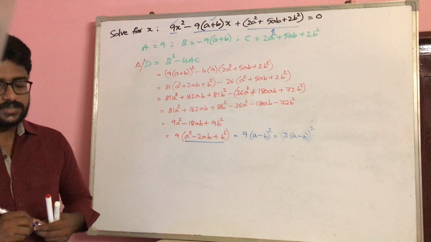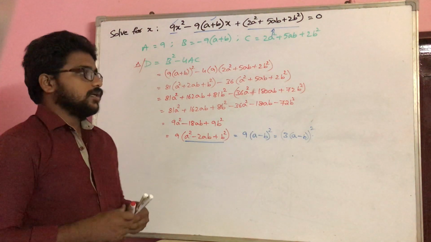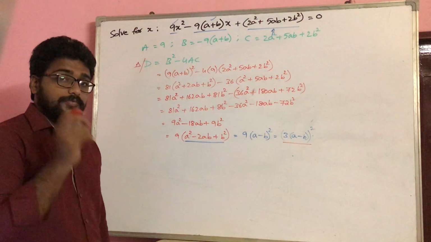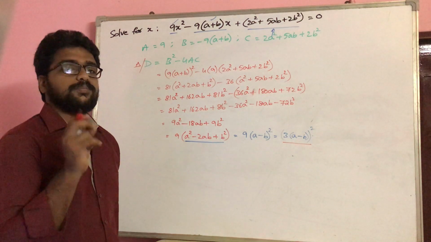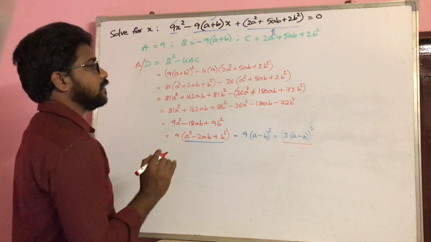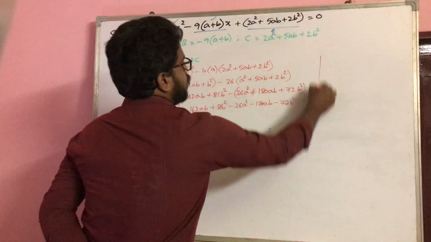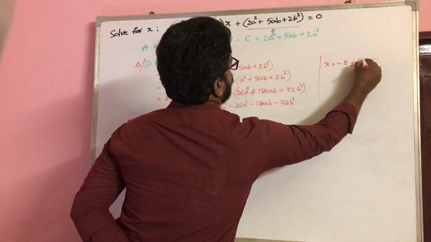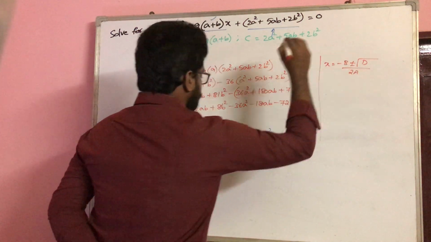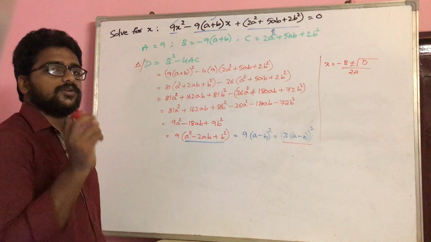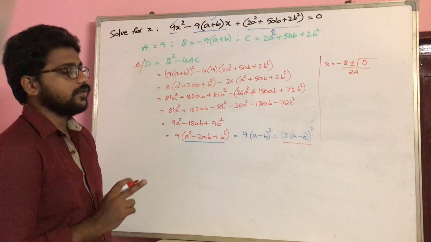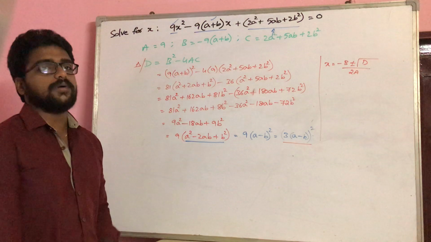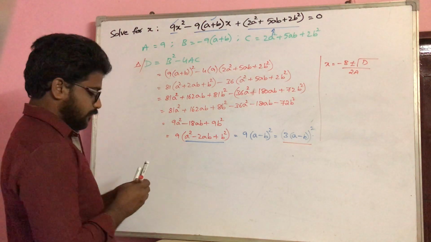My personal suggestion here is to try to simplify the discriminant value to the maximum and preferably write it in terms of a perfect square. The advantage is, if you recall the formula, x is equal to minus b plus or minus root of D over 2a. If you write the discriminant in the square root as a perfect square, the square and square root will get cancelled and your calculation part will become simple. That is the advantage.